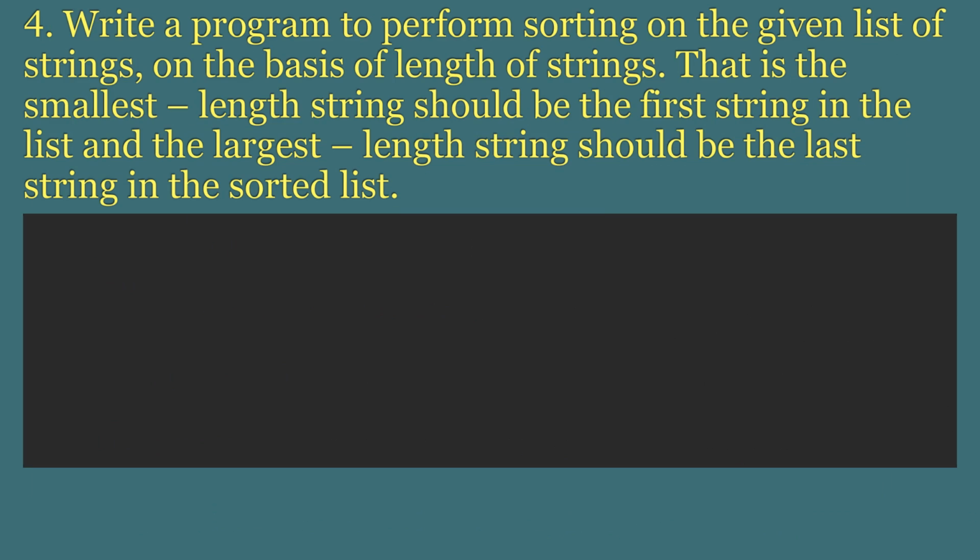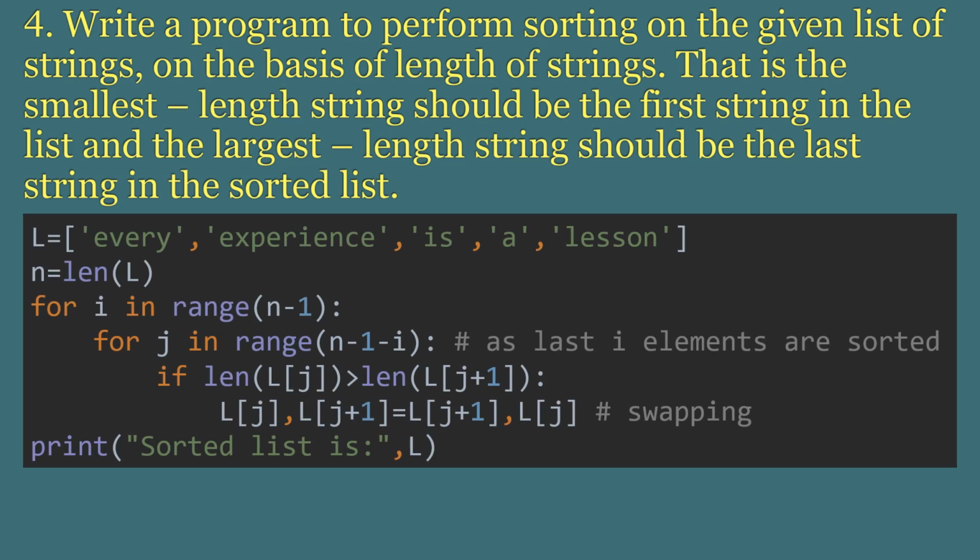Now write a program to perform sorting on the given list of strings on the basis of the length of strings. That is, the smallest length string should be the first string in the list and the largest length string should be the last string in the sorted list. Okay, so first of all, we will take a list of strings. Here you can see the list is like this. Every experience is a lesson. All these words are in the form of strings.